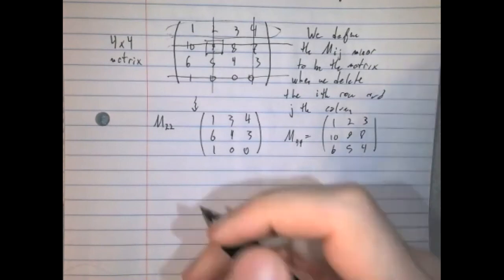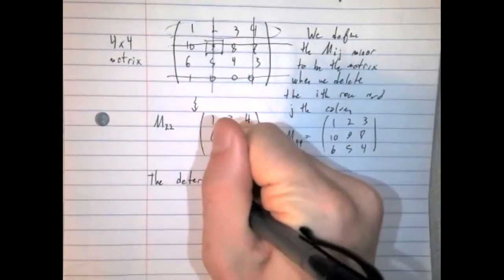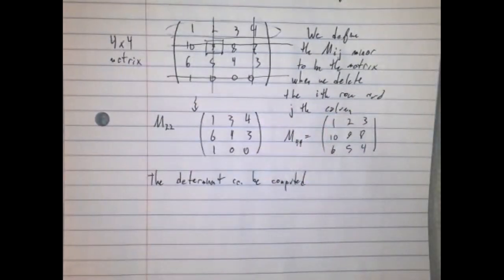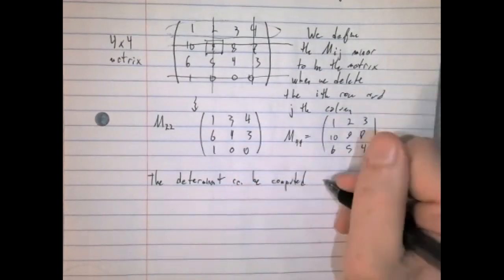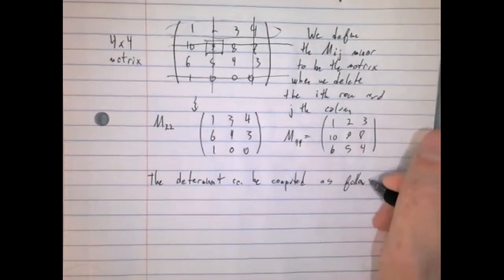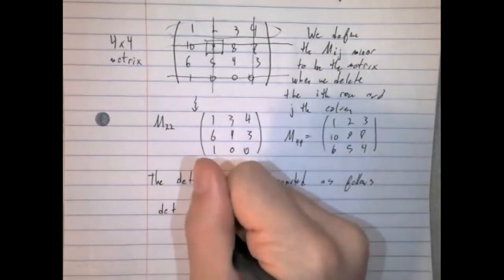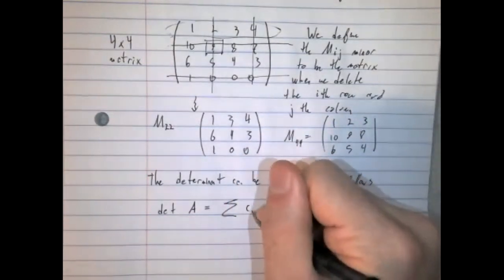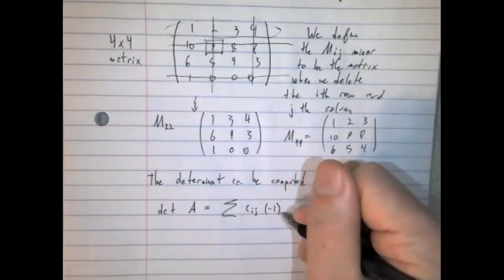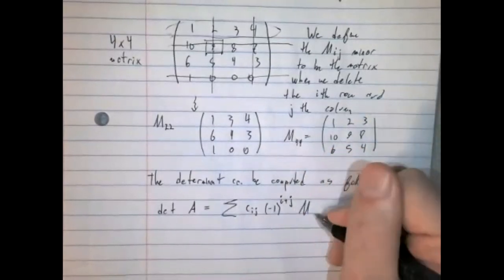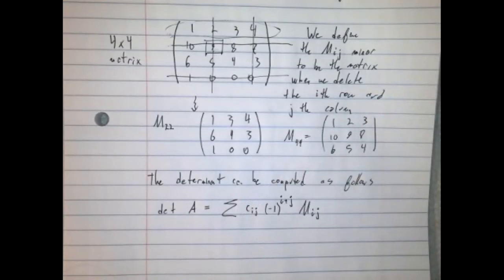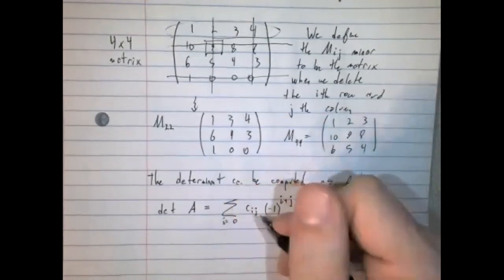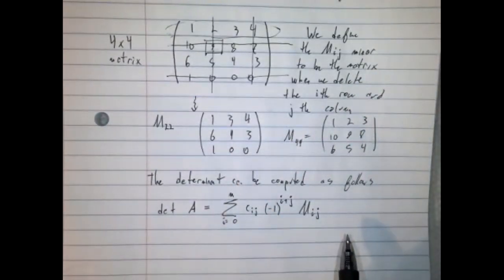So then the determinant can be computed by essentially summing up the matrix minors as follows. Det A is going to be equal to the sum of the Cij times (-1)^(i+j) of the Mij as we vary i goes from 0 up to m. This is how we expand along a column.